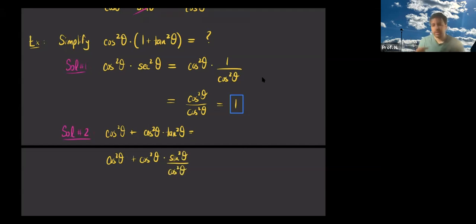It's sine over cosine squared. But then, hey, cosine and cosine cancels out. Look what I get. I'm left with cosine squared theta plus sine squared theta. But wait a minute, this one you must know. You must know that this is equal to 1 because this is a Pythagorean identity.